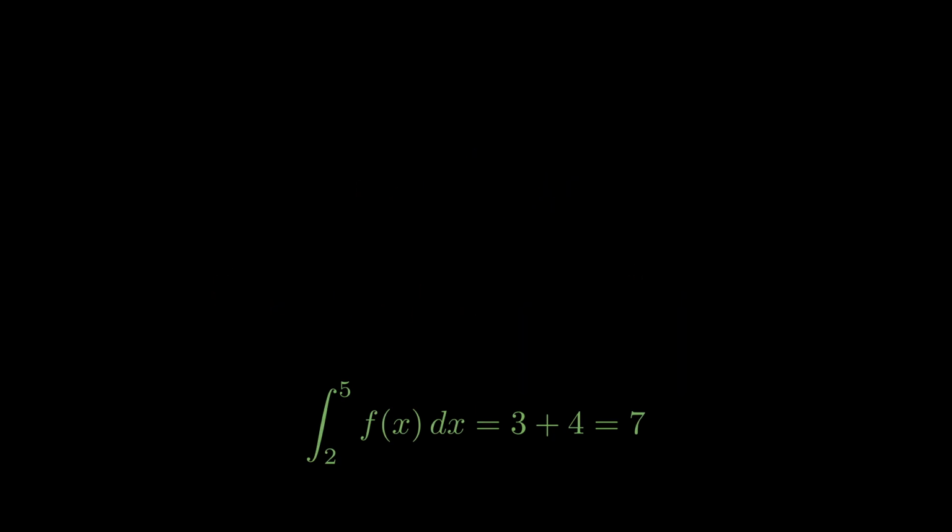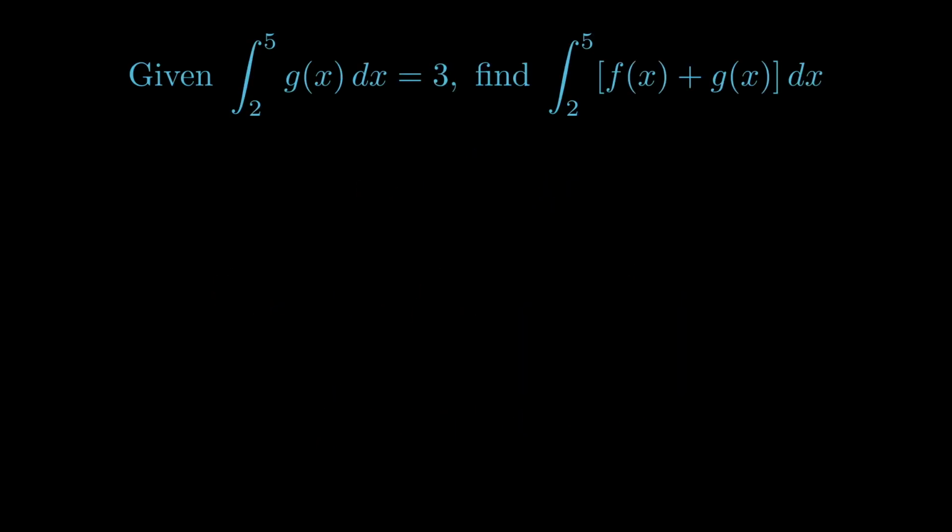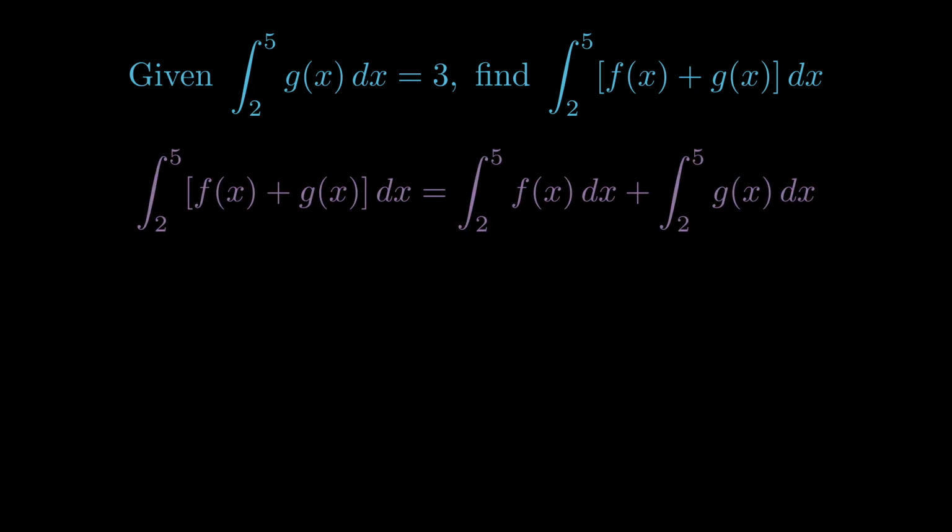Now, given that the integral of g of x from 2 to 5 is 3, I want you to find the integral of f of x plus g of x from 2 to 5. Now, I can simply split up and separately integrate each term. So I separately integrate f of x from 2 to 5, and then I separately integrate g of x from 2 to 5. So we already found that the integral of f of x from 2 to 5 is simply 7, and then for g of x, we're given that it's 3. We can add both to get 10.